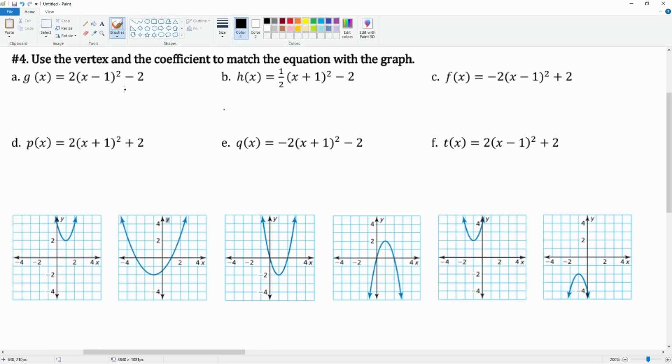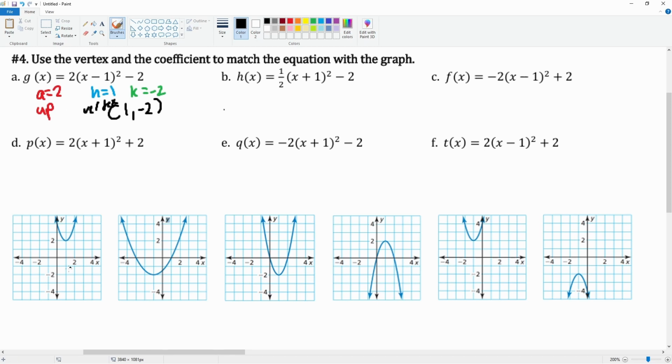Here, number 4, it says we are going to use the vertex and the coefficient to match up the equation of the graph. So let's get the A, H, and the K. The A here is 2. It's positive, so that means it opens up. Here the vertex, H is equal to 1, K is equal to -2. So the point that we are looking for is 1, -2 for the vertex.